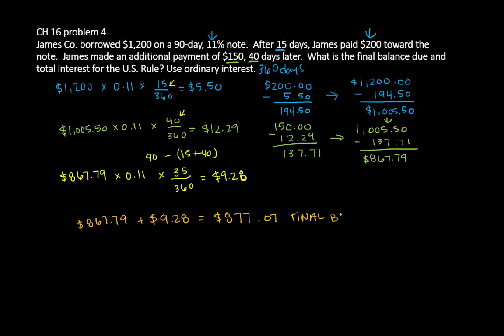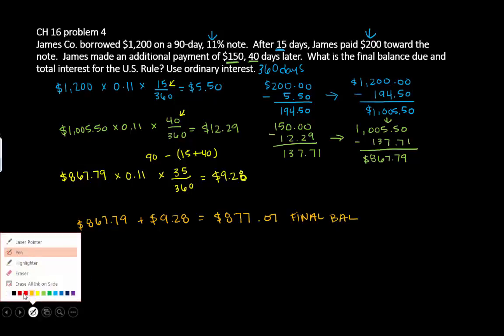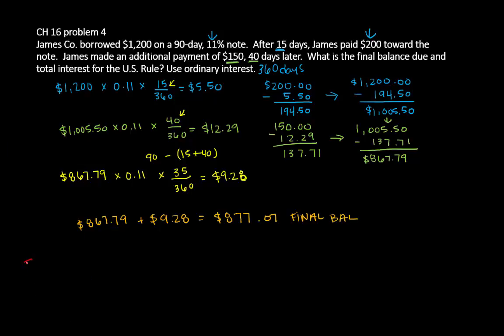So the other part of this question is the total interest. To get that, we're just going to add all the interest for the 90 days. So first there's the 15-day interest of $5.50. We're going to add the 40-day interest of $12.29. And then we're going to add the last 35 days of interest of $9.28. And that'll give us total interest of $27.07.